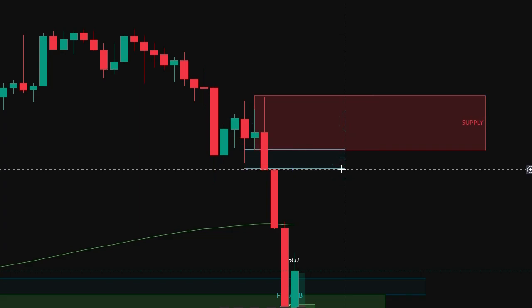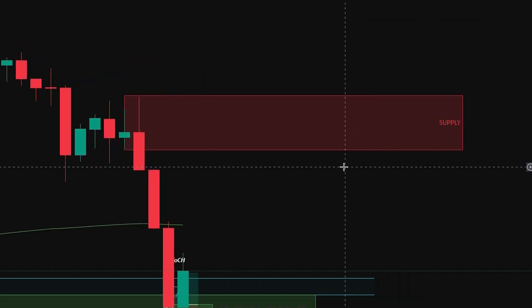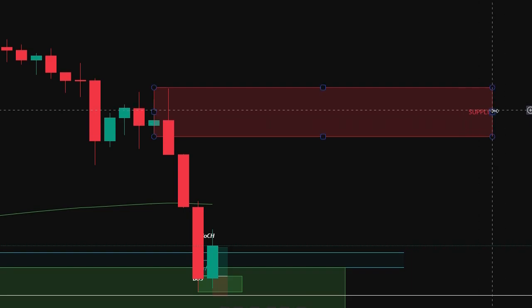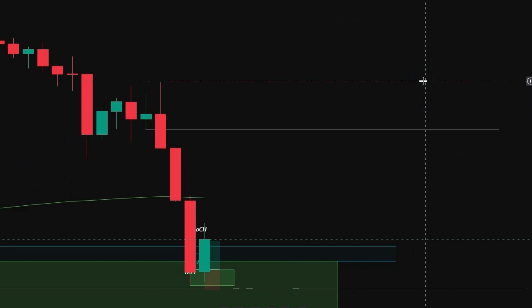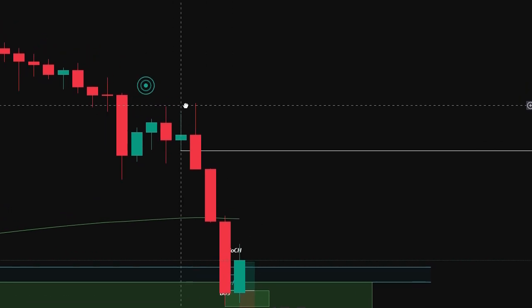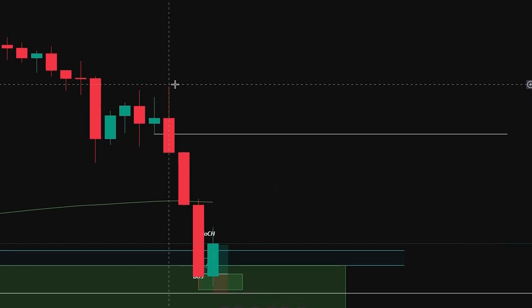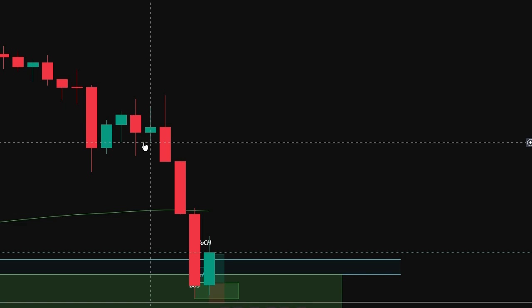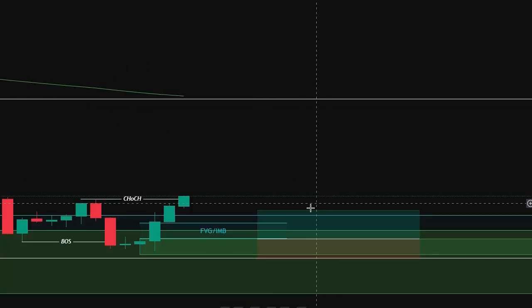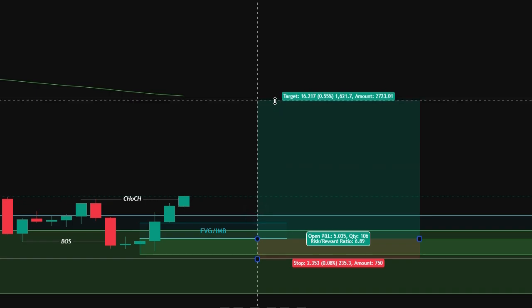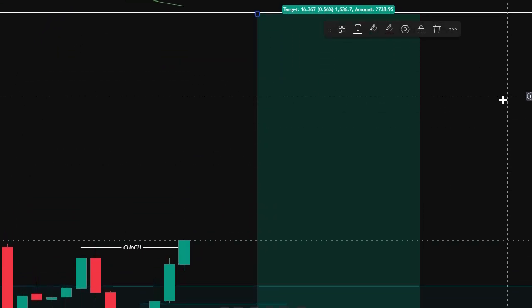I'm not interested in this imbalance here, because we're just targeting here. So this supply zone is our target, and you can take at least the 50% or the bottom point which started from here. I don't want to make the complete supply zone my target, so I'm just making the bottom point of this supply zone my target. Then go to the 1 minute time frame, and let's target this. The target is set and the stop loss is set.